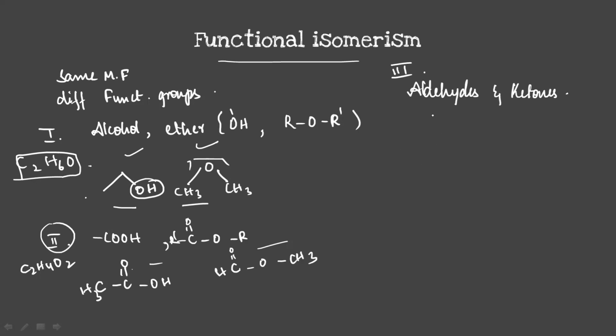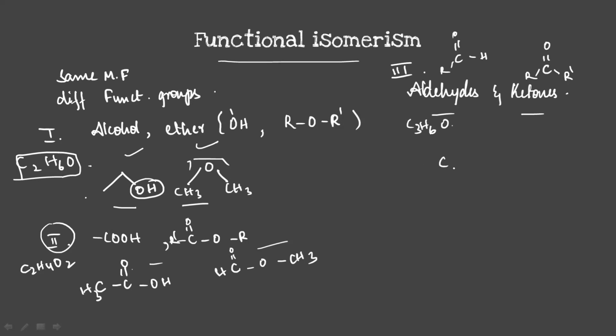So aldehydes are R-C double bond O-H, and ketones are R-C double bond O-R prime. These are ketones, these are aldehydes. Now, let's see an example. Let's take the molecular formula C3H6O.